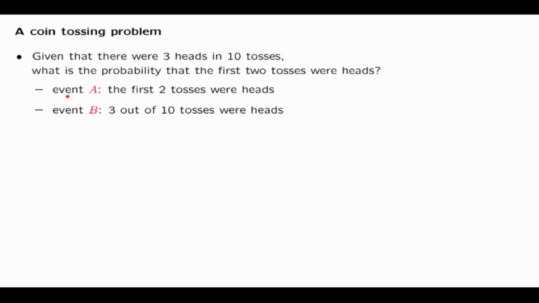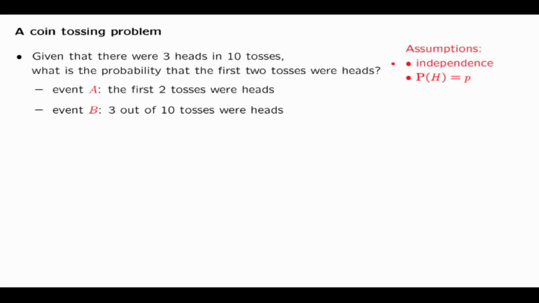The conditional probability of event A, namely that the first 2 tosses were heads, given that another event B has occurred, namely that we had exactly 3 heads out of the 10 tosses. However, before we can start working towards the solution to this problem, we need to specify a probability model that we will be working with. We need to be explicit about our assumptions. To this effect, let us introduce the following assumptions.